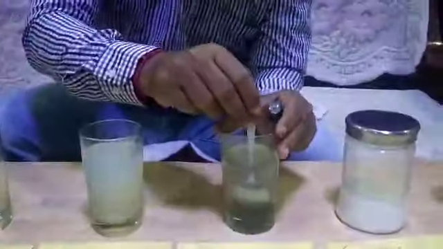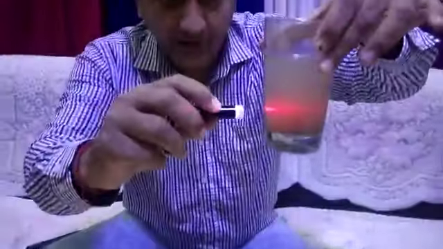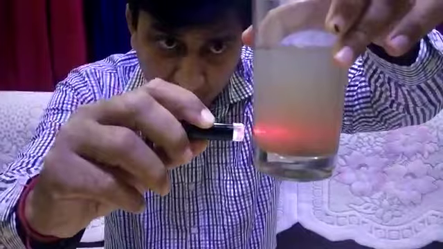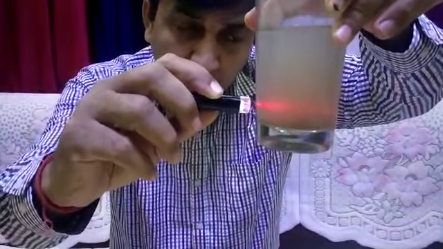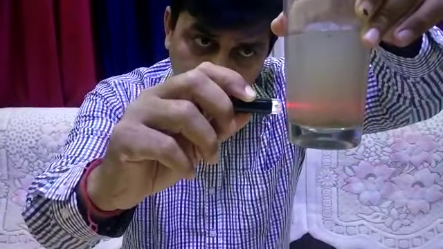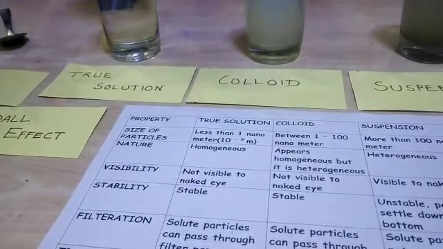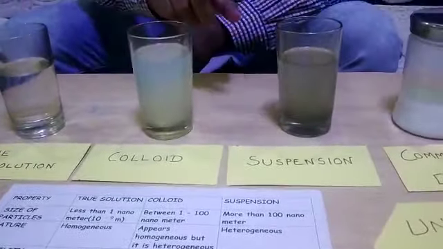Let's observe this in suspension. You can see this clearly. The path of light is very much visible. So the particles in suspension are biggest. They scatter the beam of light and they show Tyndall effect. Now, true solution shows no Tyndall effect, but colloid and suspension both show Tyndall effect, or the scattering of light, making the path of light visible to us.